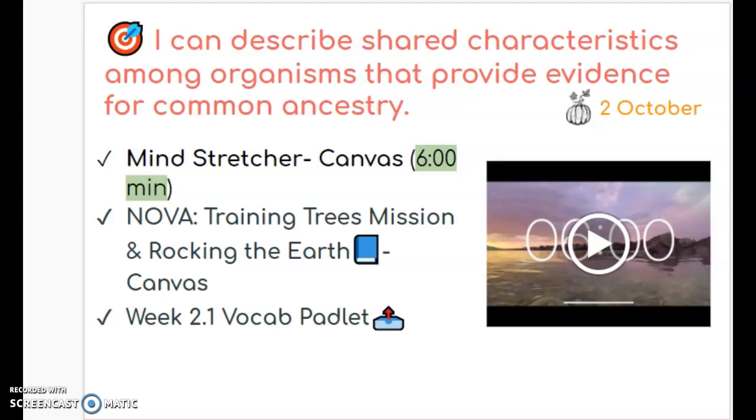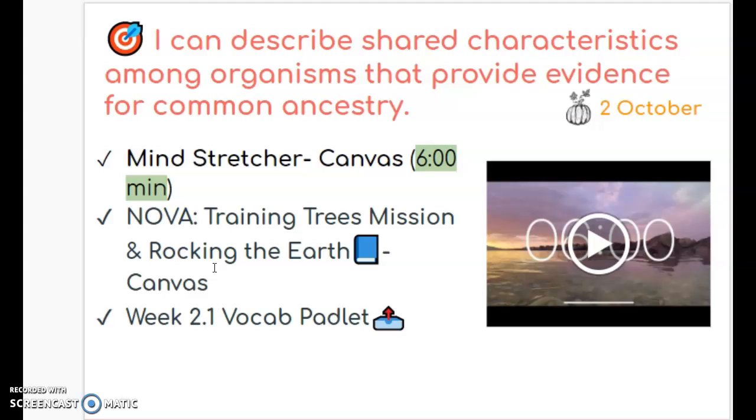So you have your mind stretcher that's in Canvas. If you didn't finish the NOVA training trees mission, go ahead and do that. And then do the Rocking the Earth. Notice there is a blue notebook by Rocking the Earth. You're going to take a screenshot of one of your phylogenetic trees. And if you have a digital notebook, you want to load it into your digital notebook, either your PowerPoint or your OneNote. And then if you have the paper notebook, I would sketch a phylogenetic tree out.